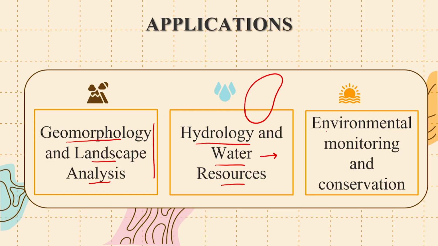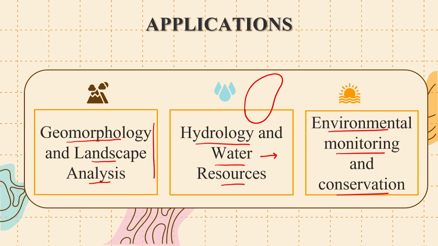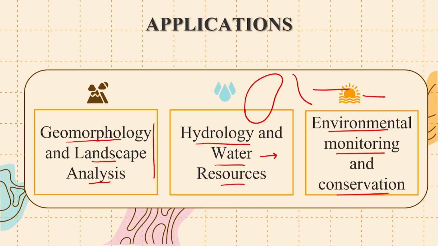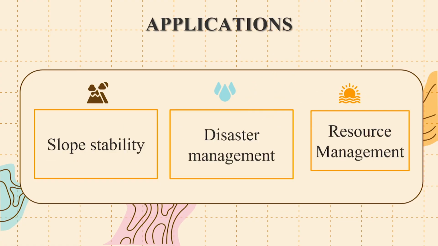Then moving on to another application, that is environmental monitoring and conservation. In case of conserving all the resources that we have, we need to understand how slopey it is, how plain it is, how flat it is. So it is very important that we understand all the types of topography that are present within an area, and to do so we are implementing relative relief here. And also we are talking about slope stability.